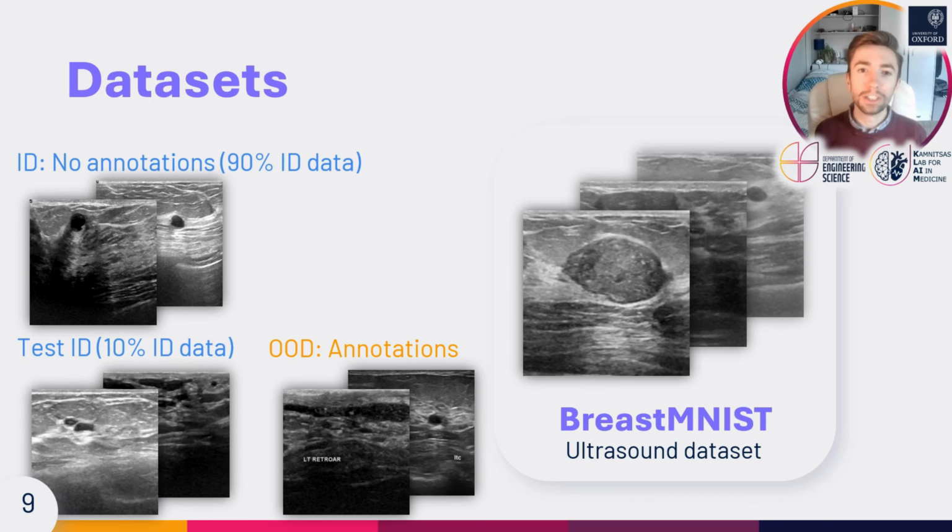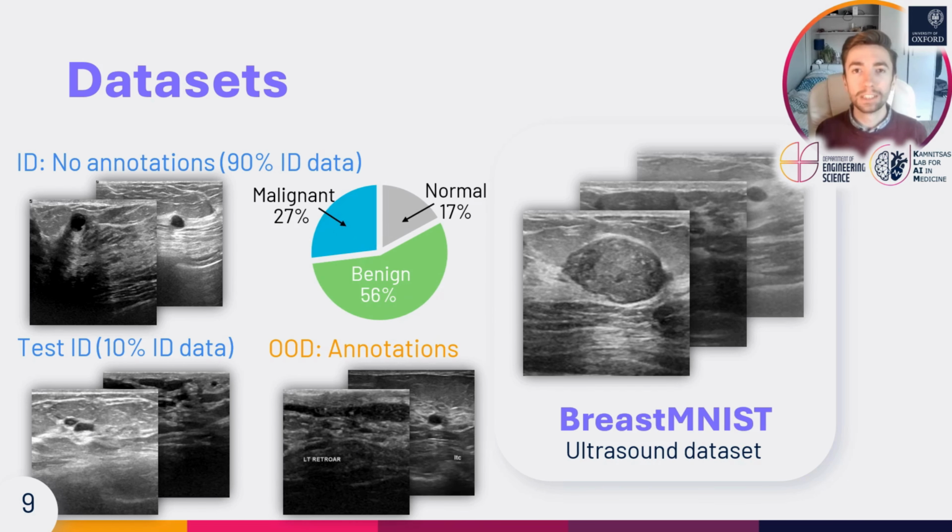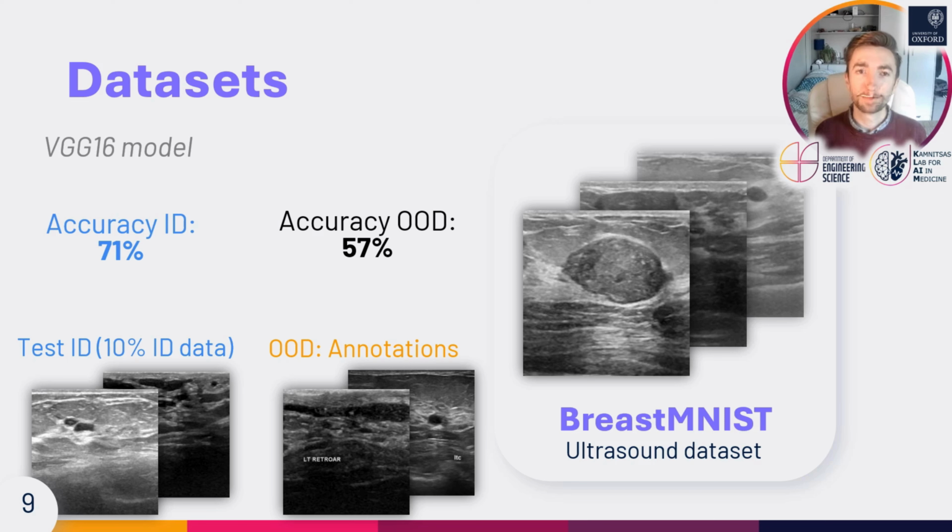We trained a model on 90% of the ID images to classify between images with a benign tumour, images with a malignant tumour, and images with no tumour present, which we are calling normal. Once the model was trained, the OD detection methods were applied to try and separate the held out ID images from the OD images. In comparing the accuracy of the held out ID data to the OD data, we see that there is a drop of accuracy of 14%.